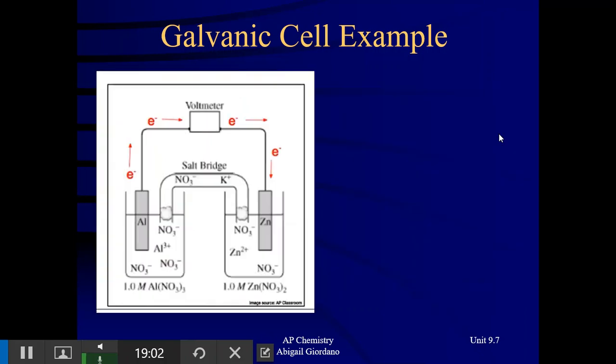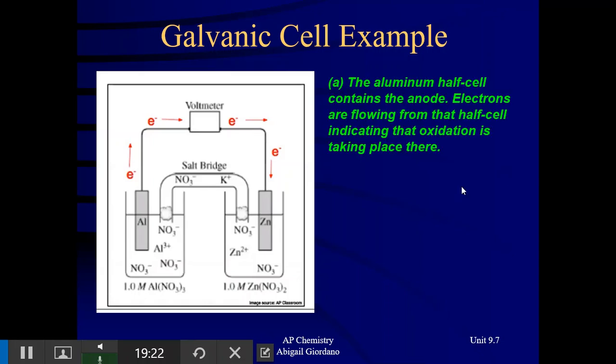So the first question says, which half cell contains the anode, right or left? Justify your response. And let's remember what we said. I think I said it 3 times. Electrons flow from anode to cathode.